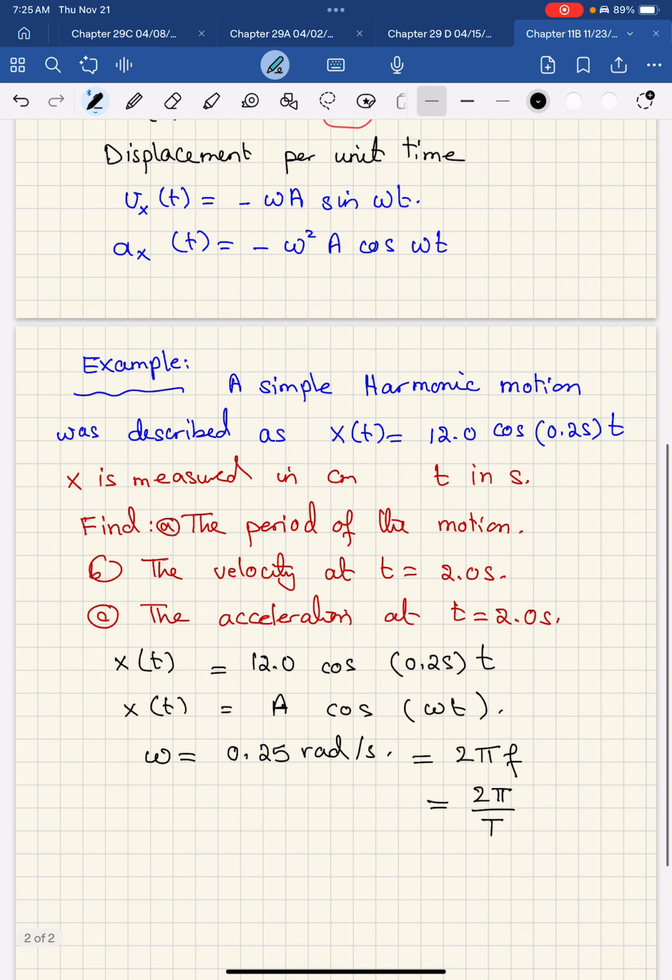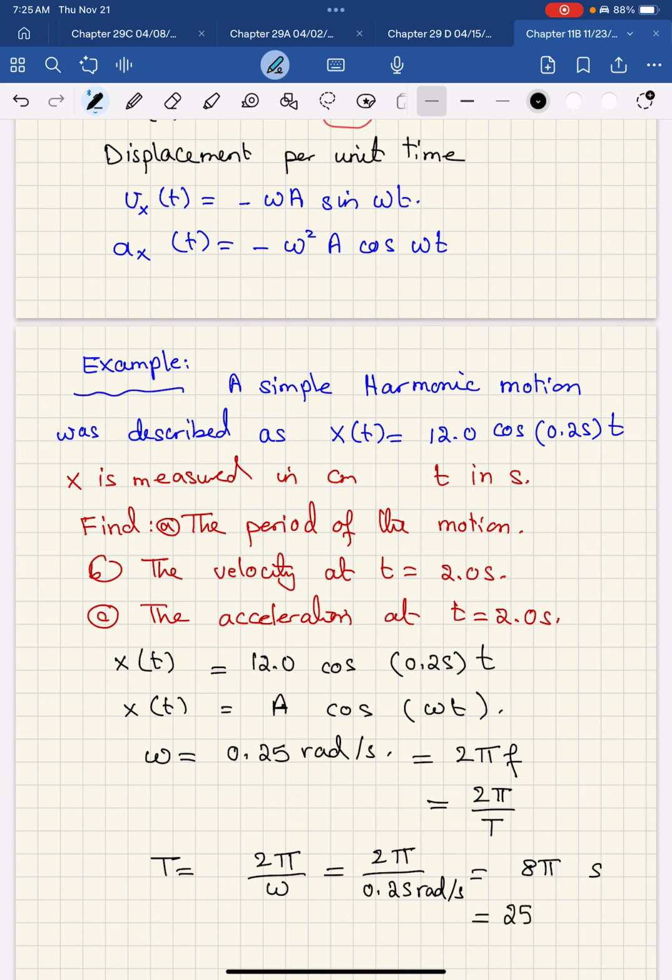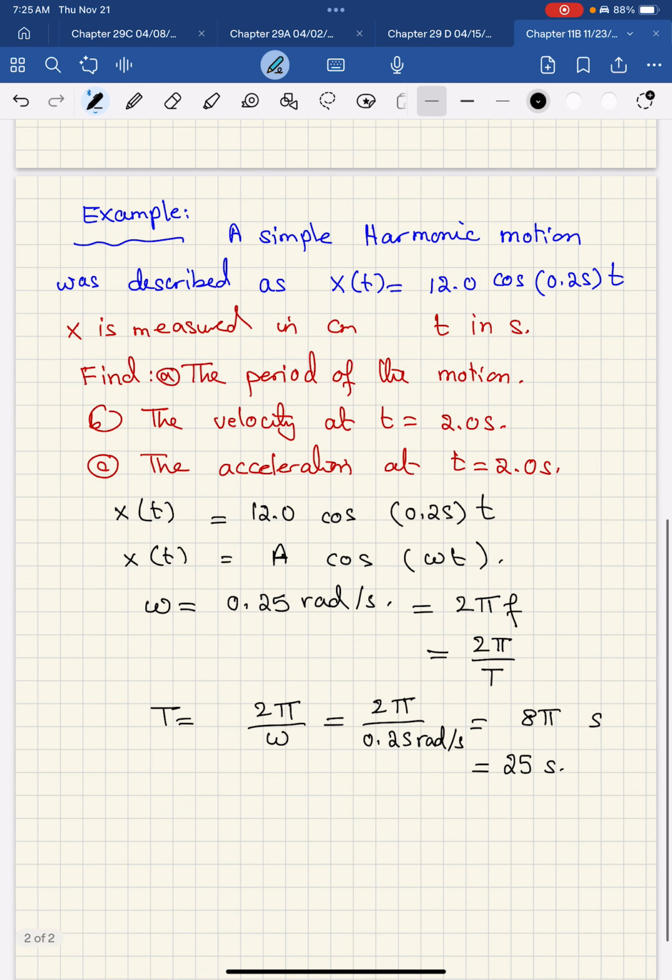Then this is the relationship between omega and T. T here is 2 pi over omega, and that is 2 pi divided by 0.25 radians per second, and this is 1/4, so it's going to be 8 pi. This is 8 pi seconds, which is about 25 seconds, the period.